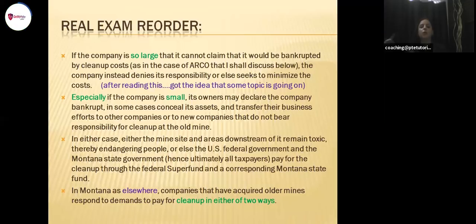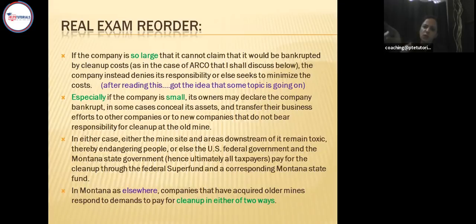Companies that have acquired older mines respond to demands to pay for cleanup in either of 2 ways. It means 2 ways are there. After that, in the third, "in either case," I can connect my mind like "in either of 2 ways, in either case," but "in either case" has a different meaning. It means out of those 2 cases, in each one. This is the meaning of "in either case." So I am not looking for number 3. In either of 2 ways, what those ways are.